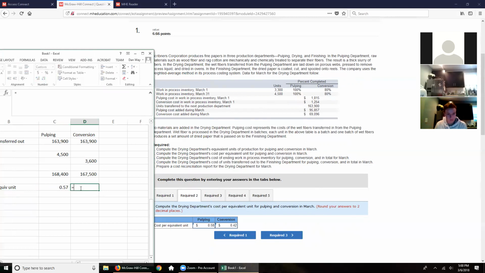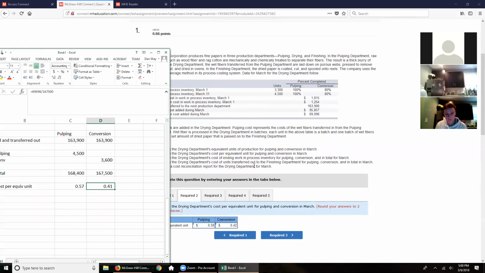And then conversion, we had 69,096. So total cost, again, added during March, divided by those total equivalent units. Pushing out my decimals again. I'm at 41 rounded off. I don't know why they're rounding a penny different. But bottom line, take my total cost added here, divided by those equivalent units, and there we are.